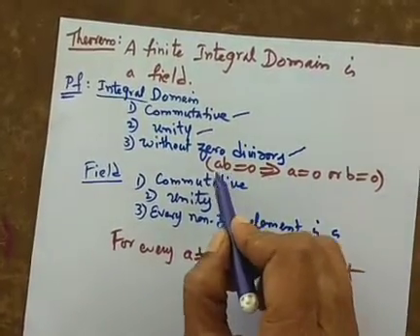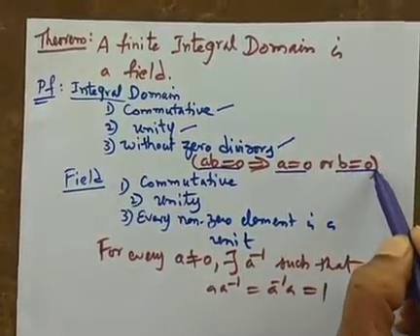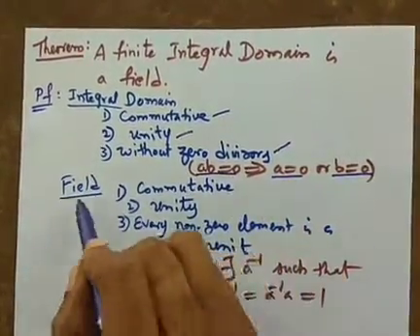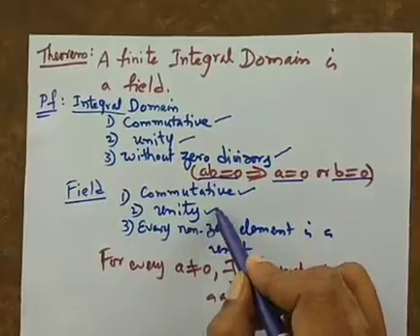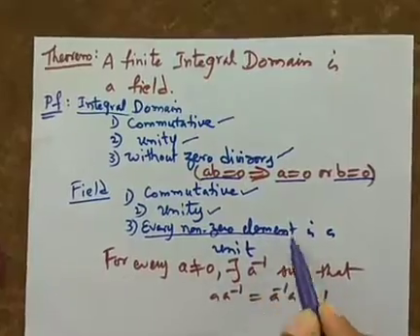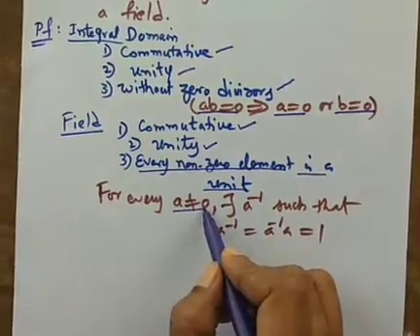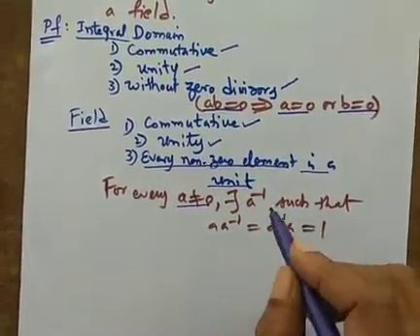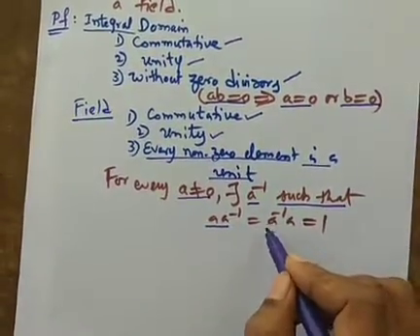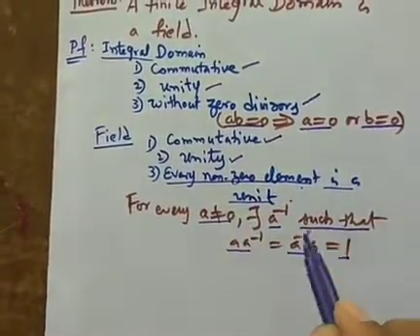That means ab = 0 implies either a = 0 or b = 0 in an integral domain. And a field means a commutative ring with unity, and also every non-zero element in a field has a unit. That means, if a is not equal to 0, an element of a field, then there must be an element a inverse such that a inverse a = a a inverse = 1. This is the property: every non-zero element is a unit.